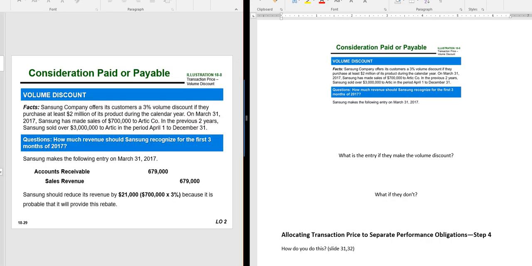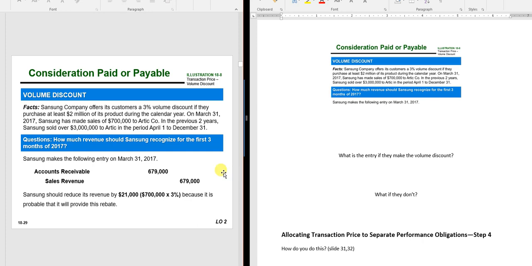So next one, this one. Samsung company offers a 3% volume discount if they purchase at least 2 million of its product during the calendar year. On March 31st, they had 700,000 of sales in the previous 2 years. Samsung sold over 3 million to Arctic in the period April 1st to December 31st. So how much revenue should be recognized?